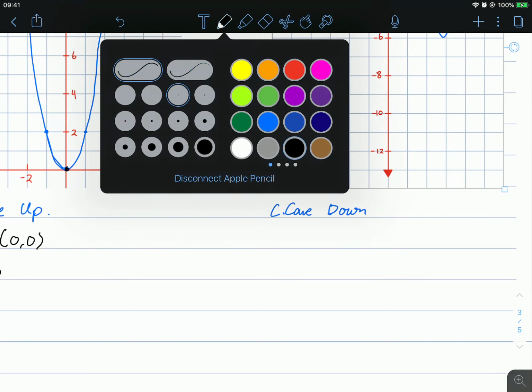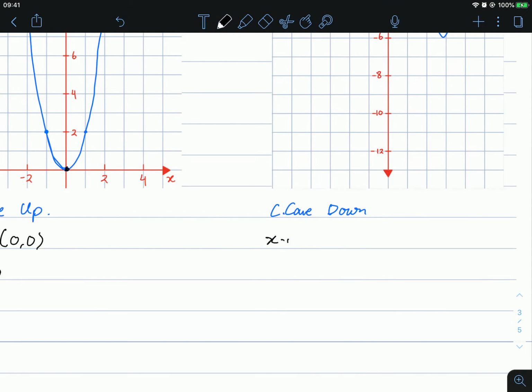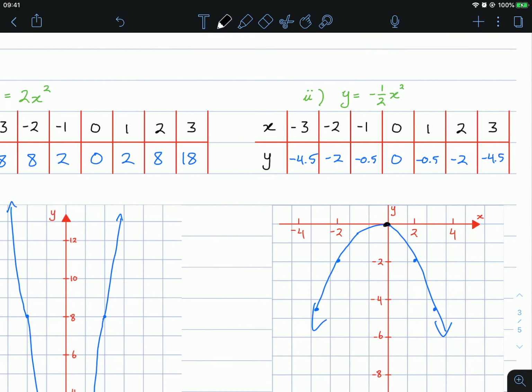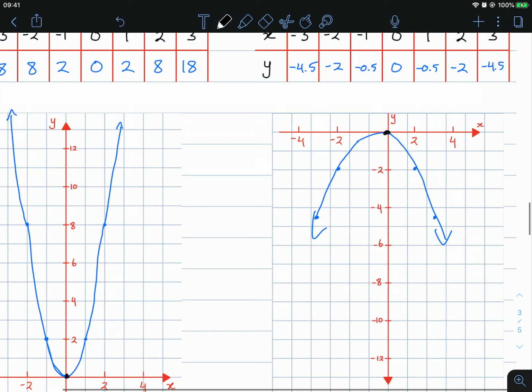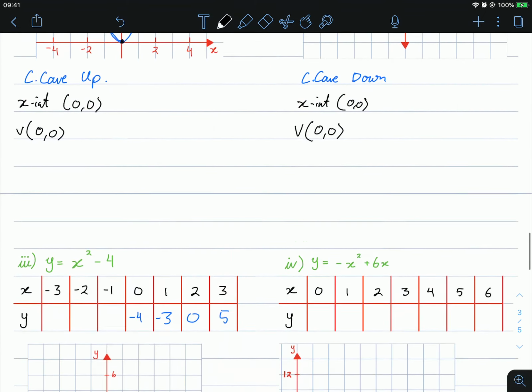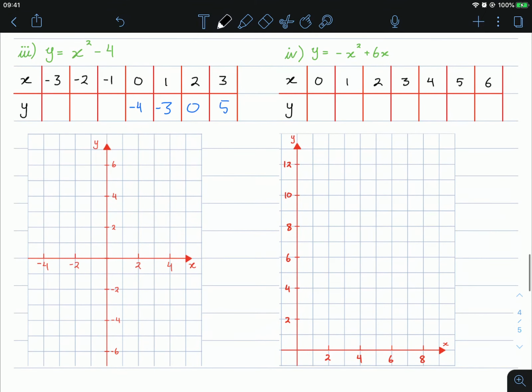Its x-intercept is again where it touches the x-axis at (0, 0). And its vertex v is also at (0, 0). Notice how it's at the highest point at that point there. Here we go. It's graphing these.